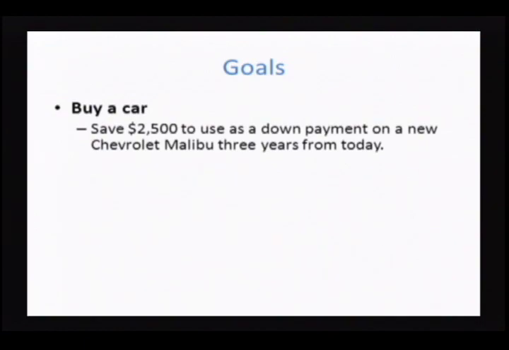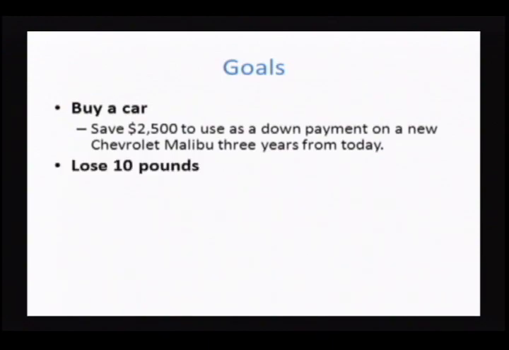Pretty much. Is it measurable? Well, I'll know when I reach $2,500. I'll know when 3 years from today is. Is it attainable? Based on my situation, I think I can save $2,500 in 3 years. Realistic? Definitely. Do I have a time element? 3 years from today. So 3 years from today, if I have my down payment and I'm at the car dealer looking for a Chevrolet Malibu, I'll know that I achieved my goal.